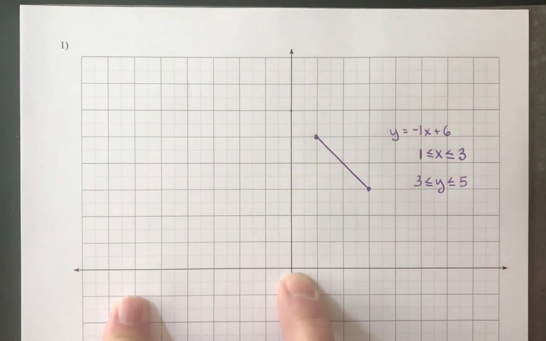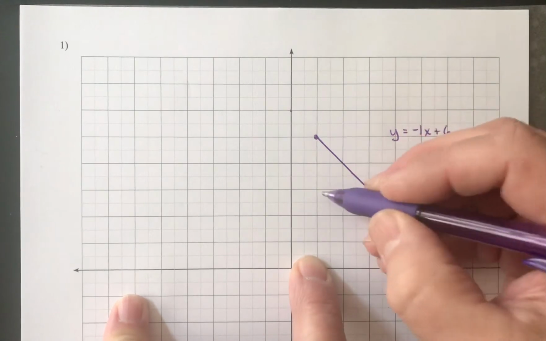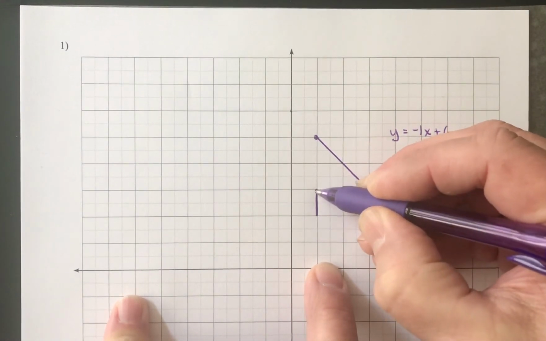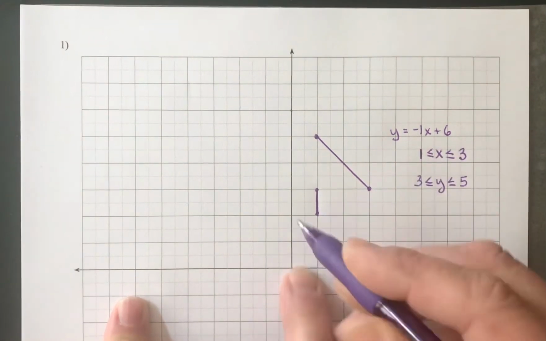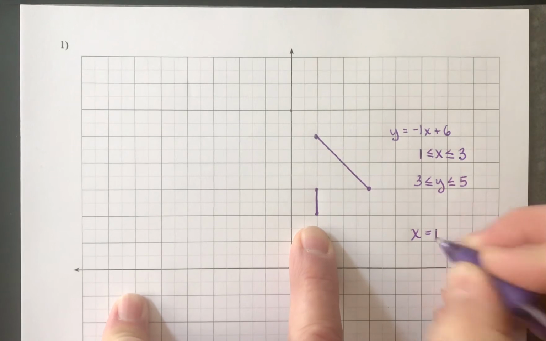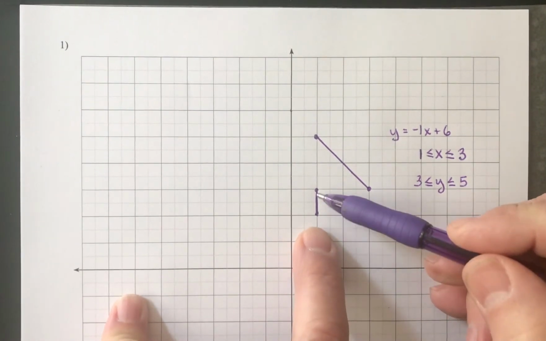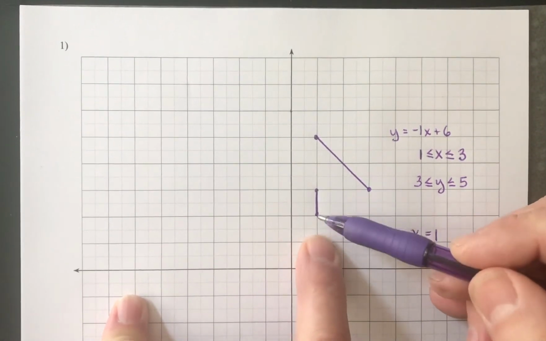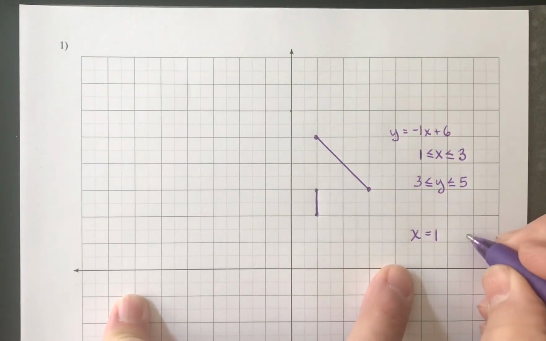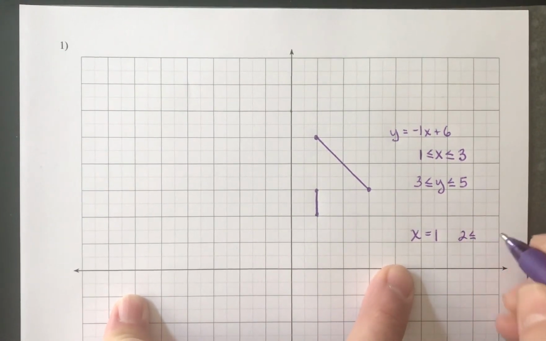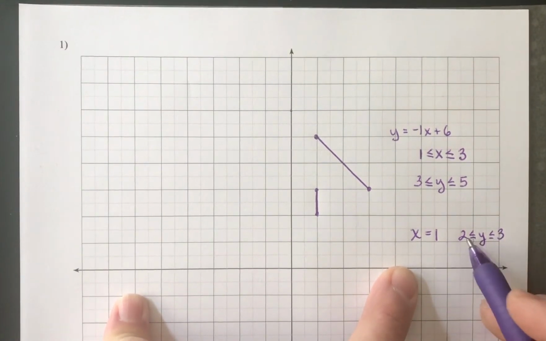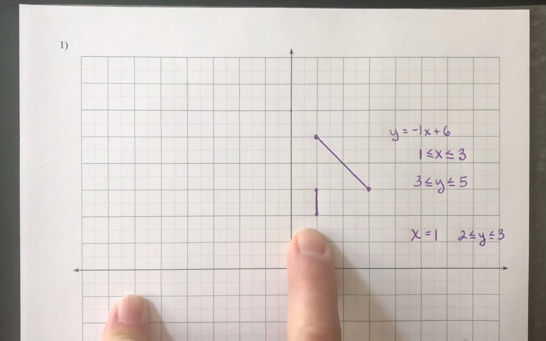Now, if I have a vertical line, okay, let's suppose I have a vertical line between these 2 points. Well, the equation for that line would be x equals 1, but now x is always equal to 1, but y is going from 2 to 3. So I would restrict my y values from 2 to 3.